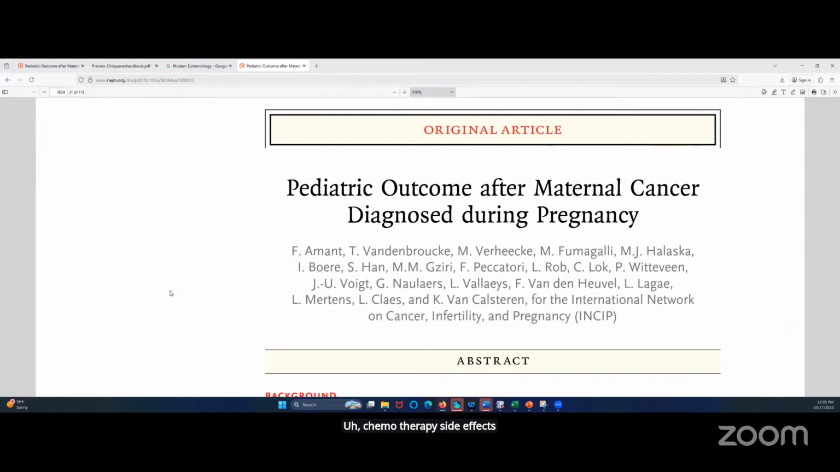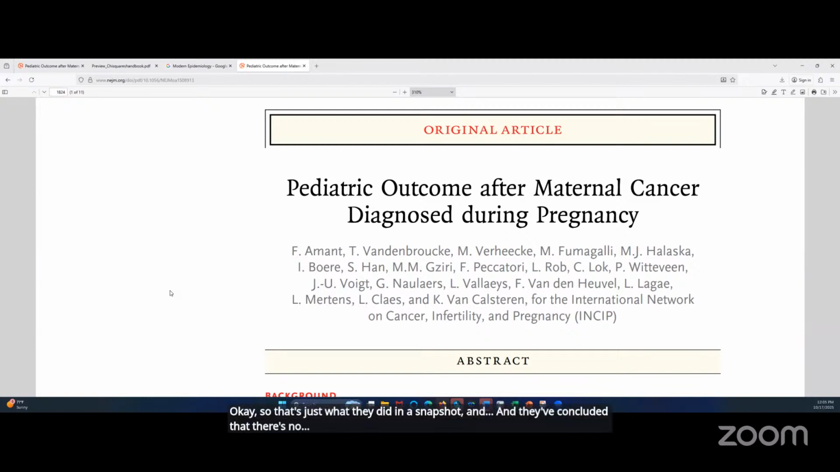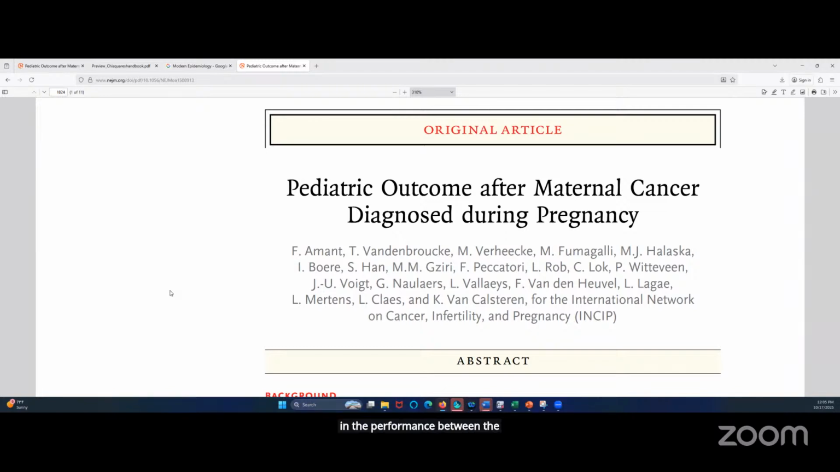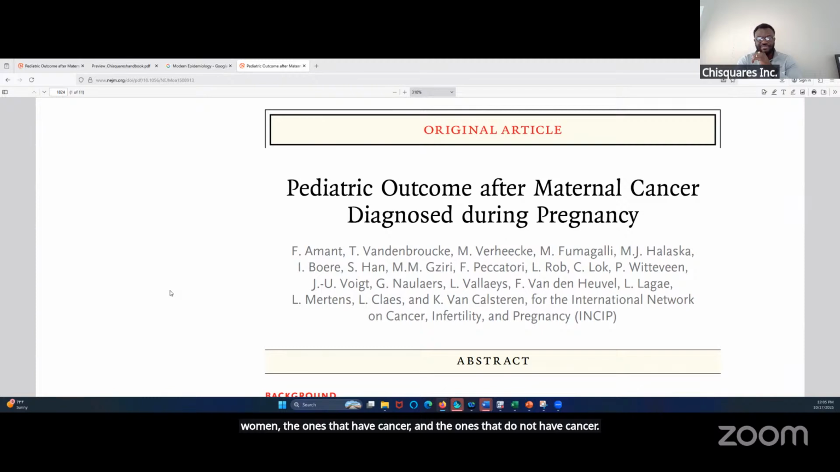aspects, maybe because of cancer chemotherapy side effects. Okay, so that's just what they did in a snapshot, and they concluded that there's no significant difference in the performance between the children born to the women that had cancer and the ones that did not have cancer. Thank you. That's a very comprehensive summary.